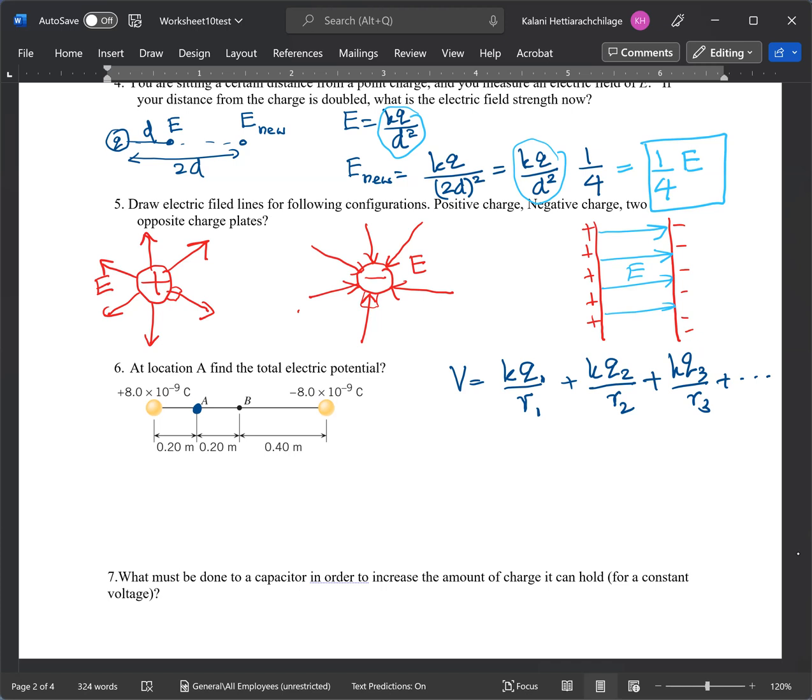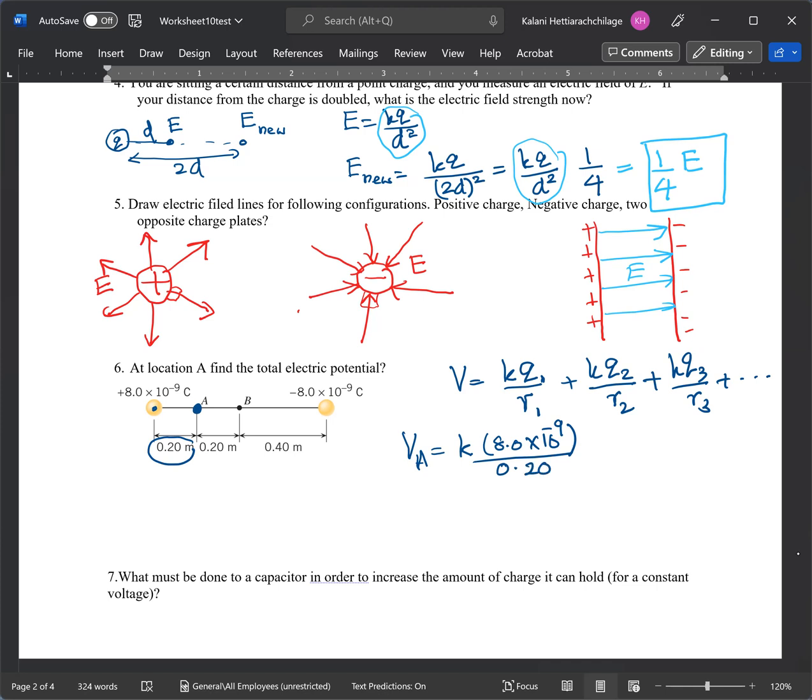You're going to put the Q with the sign. Okay, so now let's calculate the electric potential at point A. It is equal to the Coulomb constant times the charge from this particle, right? That particle's charge is 8 times 10 to the negative 9 coulombs. I'm going to divide by the distance to that, which is this one, 0.20, right?